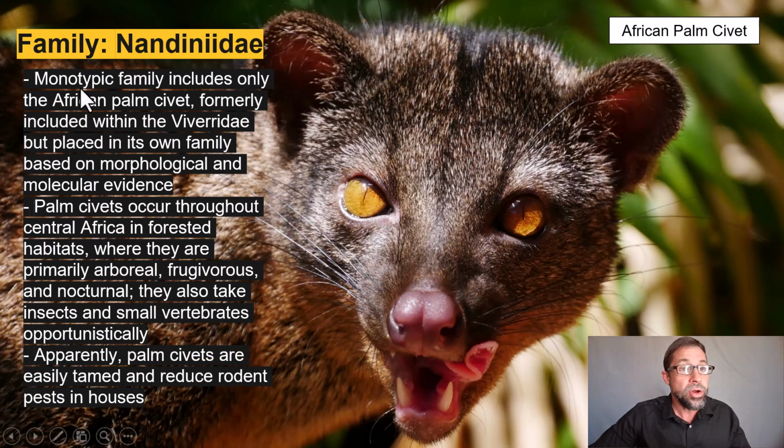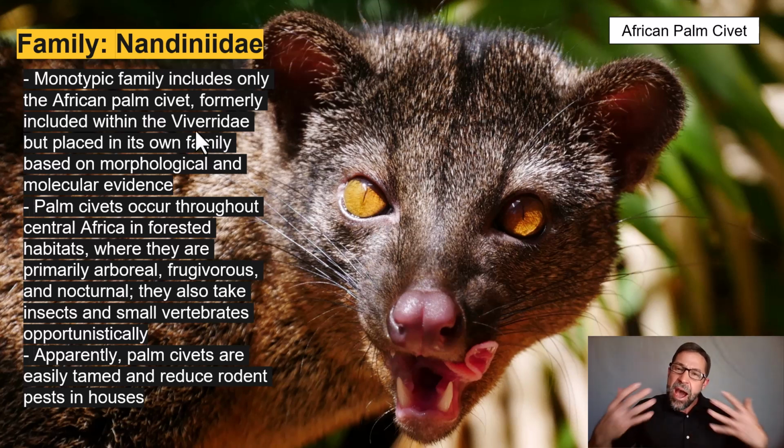The monotypic family, the Nandinidae, includes only the African palm civet. African palm civets were formerly included with the other African and Asian civets in the family Viverridae, but based on both morphological and molecular evidence, it now warrants that they be included in their own taxonomic family.